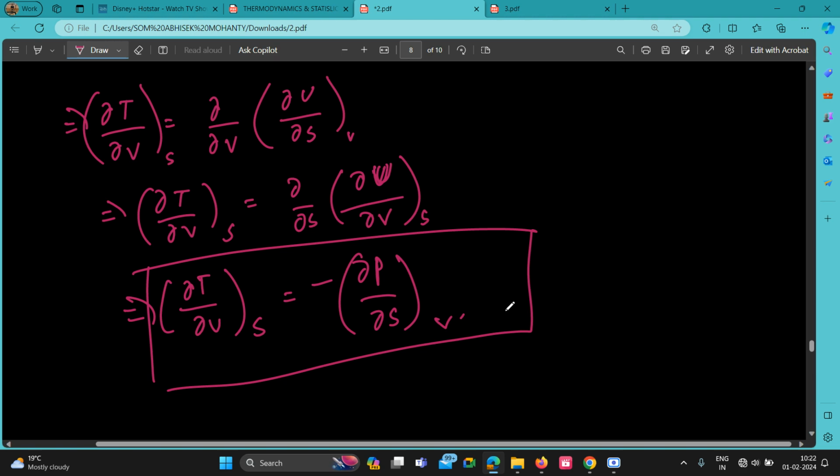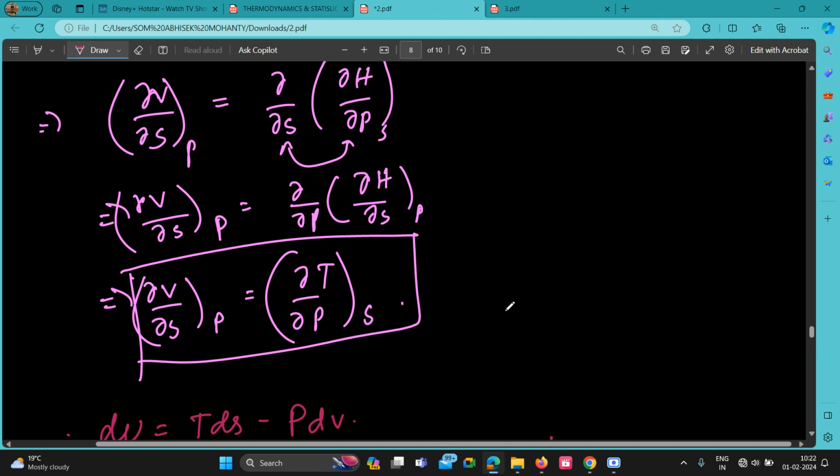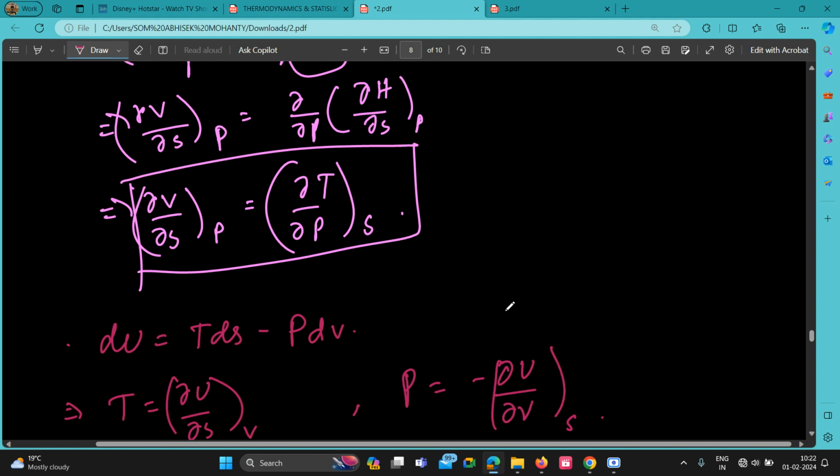Okay. So this is another potential. You can calculate all the other potentials, isn't it? Yeah, I hope you can calculate. Then just write another formula. Chemical potential.